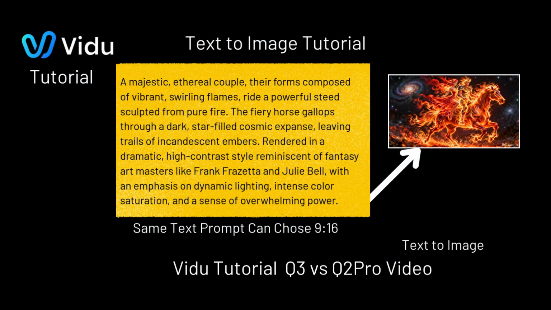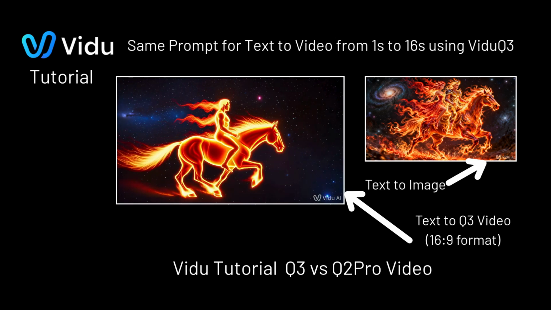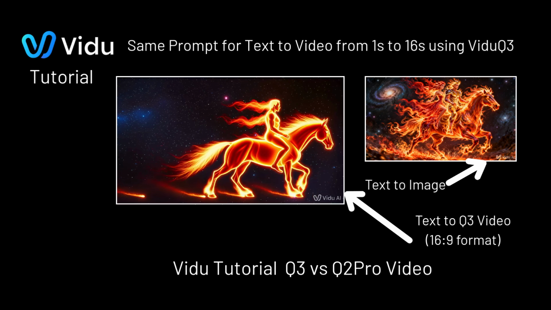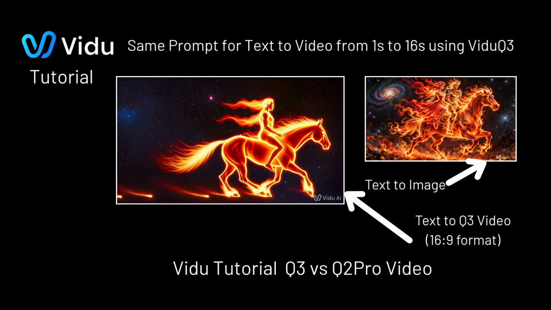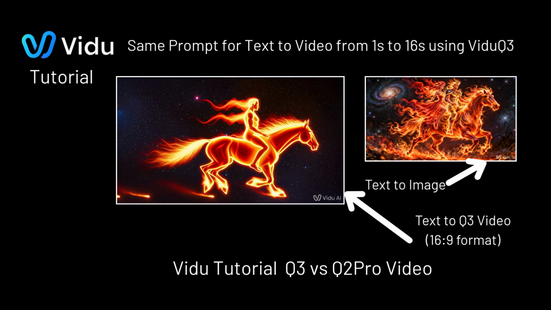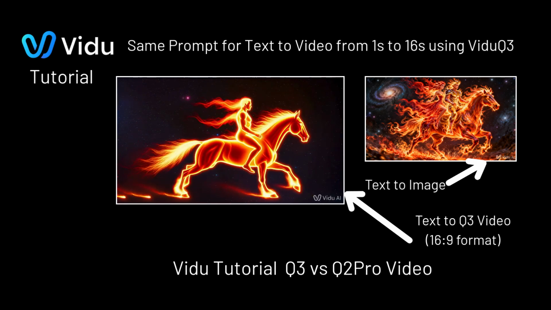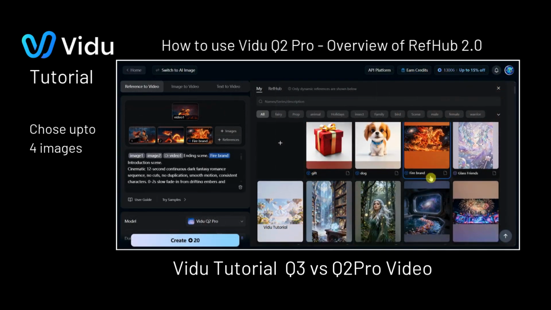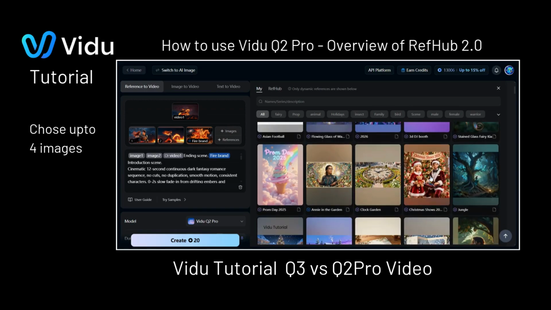I started with text to image and used the same prompt as text to video. You can see the result here. Notice the difference when we add image to Q3 video and text to video using Q3. Same prompt, Q3 video generation, result is different. So same prompting may give different results. You can generate a good result using images.